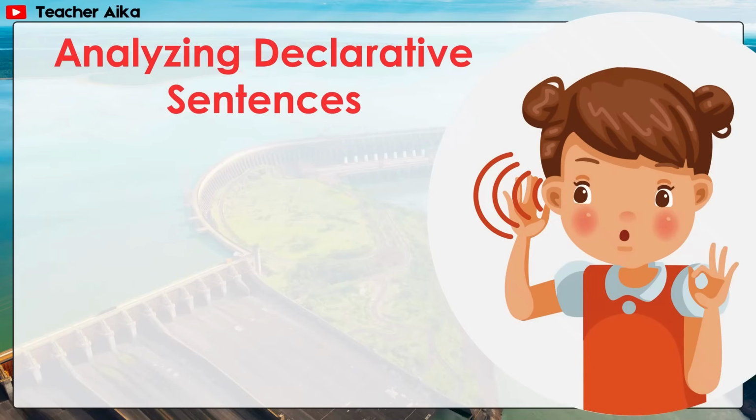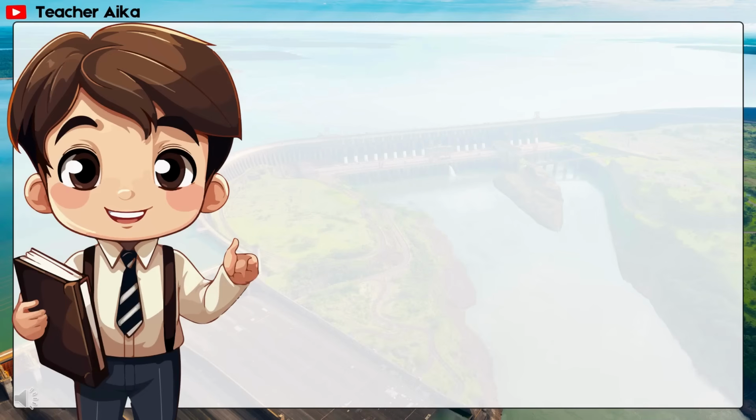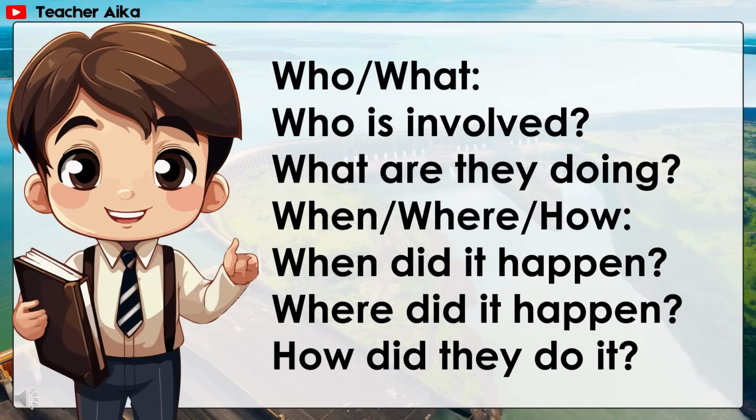Analyzing declarative sentences. Analyze each sentence, then answer the following questions. Who or what? Who is involved? What are they doing? When, where, how? When did it happen? Where did it happen? And how did they do it?